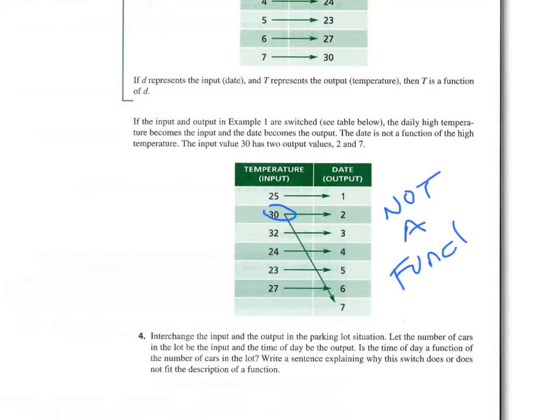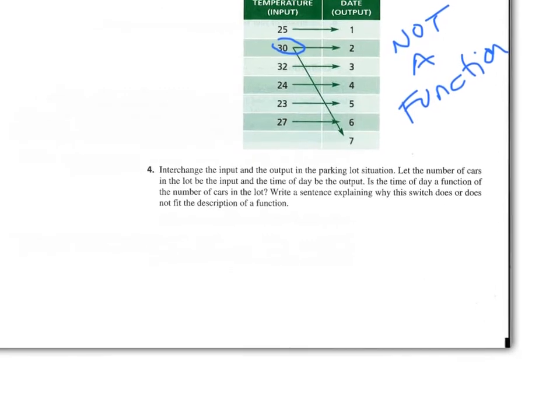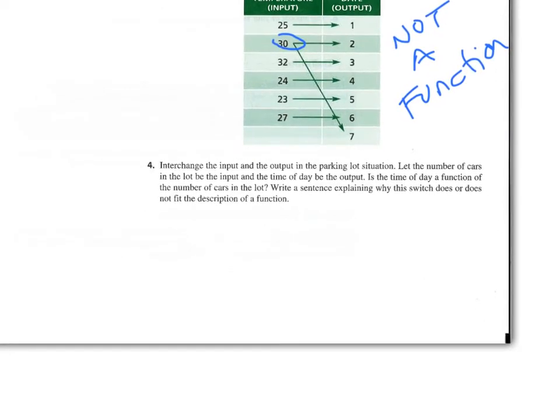With the input the way it was there and the output being the date, then it's not a function anymore. Okay, so it does matter. So we're going to start to look at these as some ordered pairs too in a second. Okay, so they ask us to interchange the one in the parking lot situation.